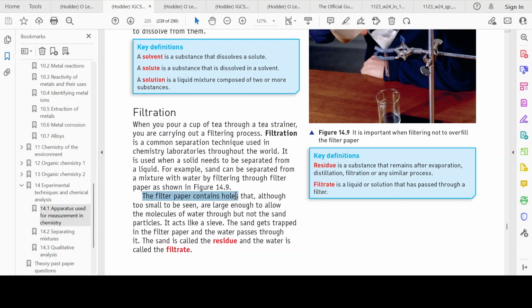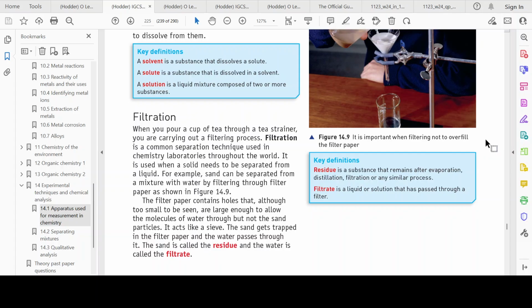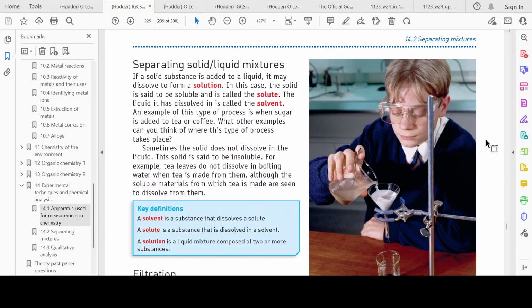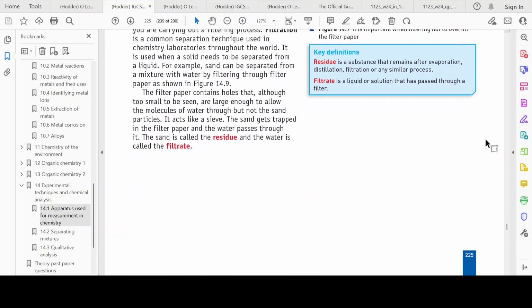The filter paper contains holes that, although too small to be seen, are large enough to allow the molecules of water through, but not the sand. It acts like a sieve. The sand gets trapped in the filter paper and the water passes through it. The sand is called the residue and the water is called the filtrate. So what you're collecting is called the filtrate, and what's left in the filter paper is called the residue. These are terms that you need to know, as well as the names of the apparatus.